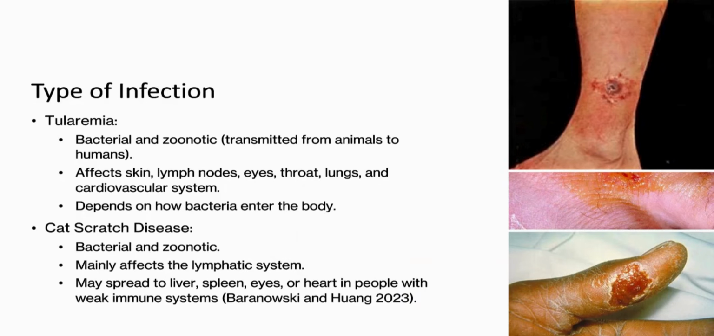Tularemia is a bacterial infection that humans usually get from animals, so it is called a zoonotic infection. It can affect multiple parts of the body, including the skin, lymph nodes, eyes, throat, lungs, and the cardiovascular system, depending on how the bacteria enters the body. Cat scratch disease is also caused by bacteria and is zoonotic, but it mainly affects the lymphatic system, which is responsible for filtering bacteria and keeping the immune system healthy. In some cases, especially in people with weakened immune systems, the infection can spread to other organs such as the liver, spleen, eyes, or heart.